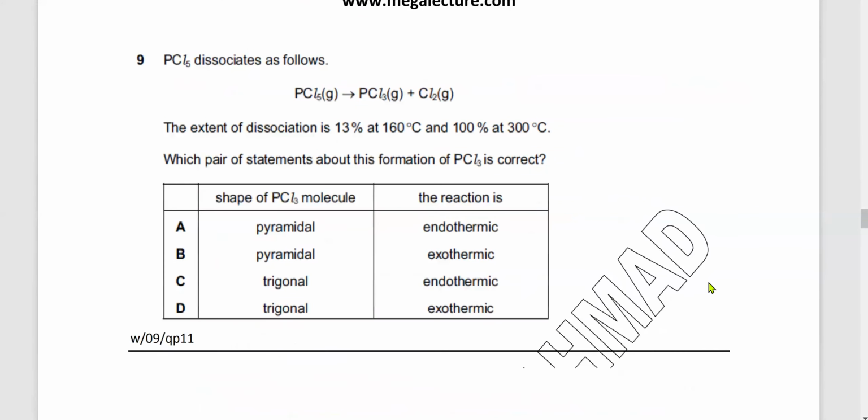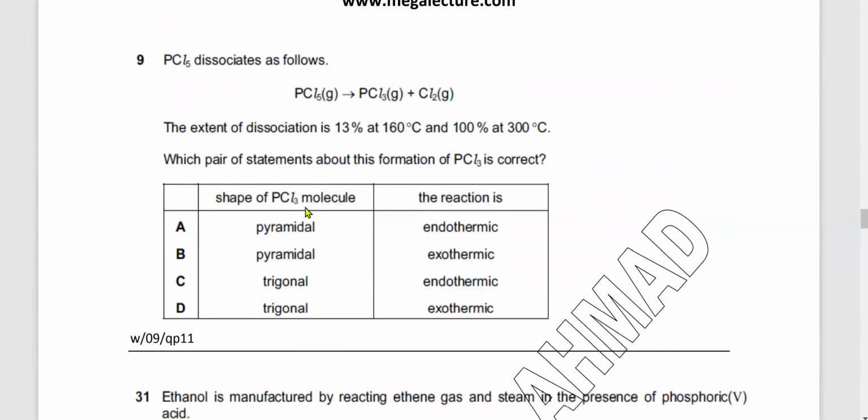I said let's talk about this one. Forget the shape. This is an equilibrium reaction. What you have to tell is whether this reaction is endothermic or exothermic. Okay. So it prefers higher temperatures. So that means endothermic. Okay, that's fine.